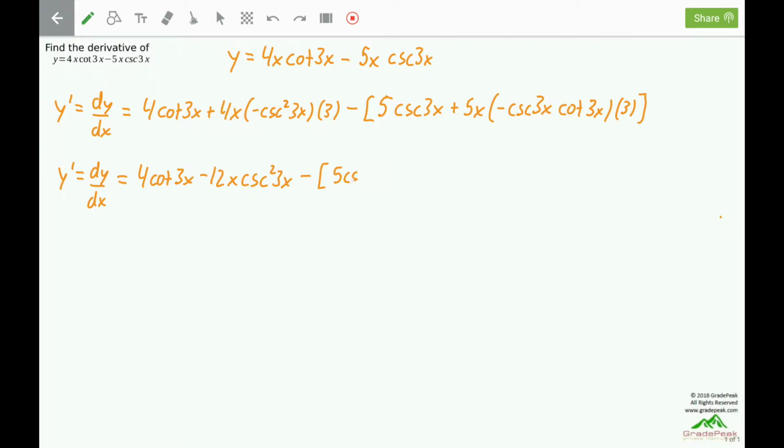The first term I'll leave the way it is, just 5 cosecant 3x. But this next term, I have a 3, a negative, and a 5. I will multiply all those. 5 times 3 is 15, and then the negative will make it negative 15. And I have an x, and I have a cosecant 3x, and I have a cotangent 3x.